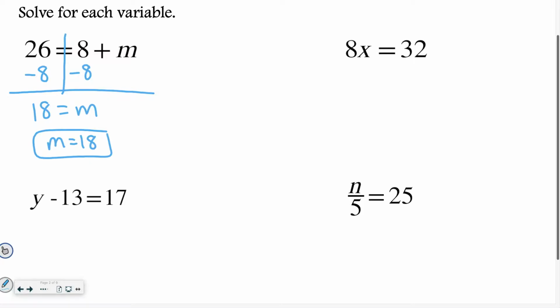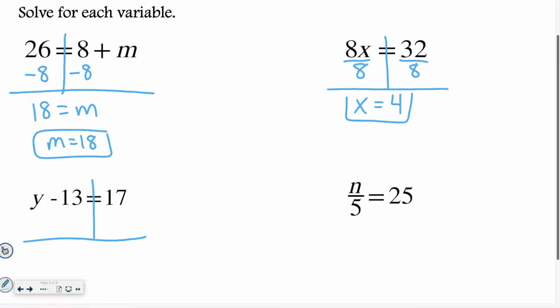Then looking at the next one, I'm going to tee it up again, and I have 8x equals 32. If I want x by itself, I have to move that 8. So what undoes multiplication? That would be division. So I'm going to divide both sides by 8, and I'm left with x equals 4. And that is my final answer.